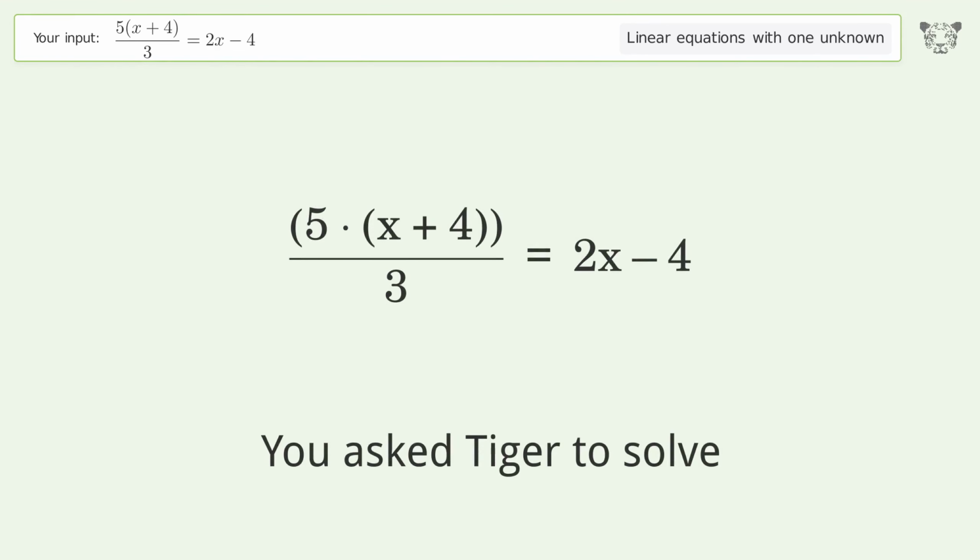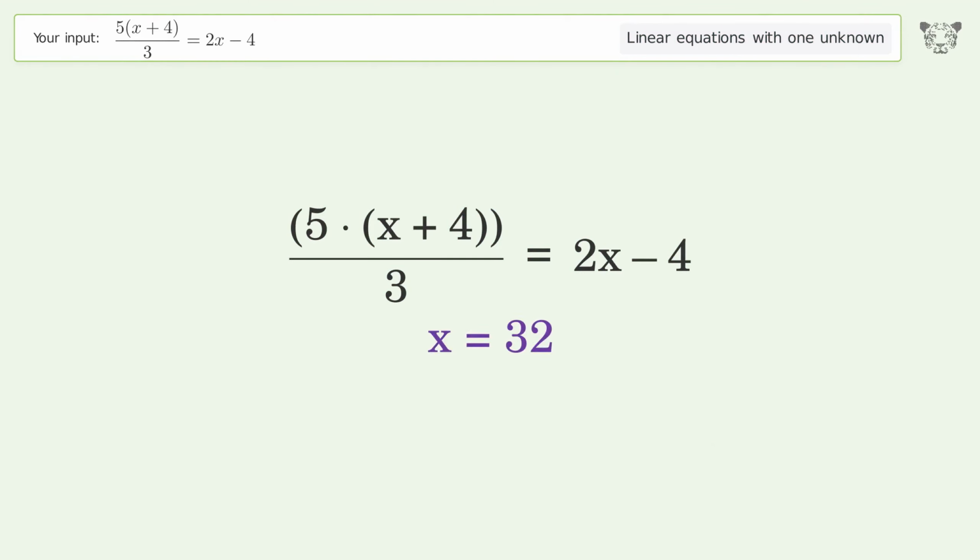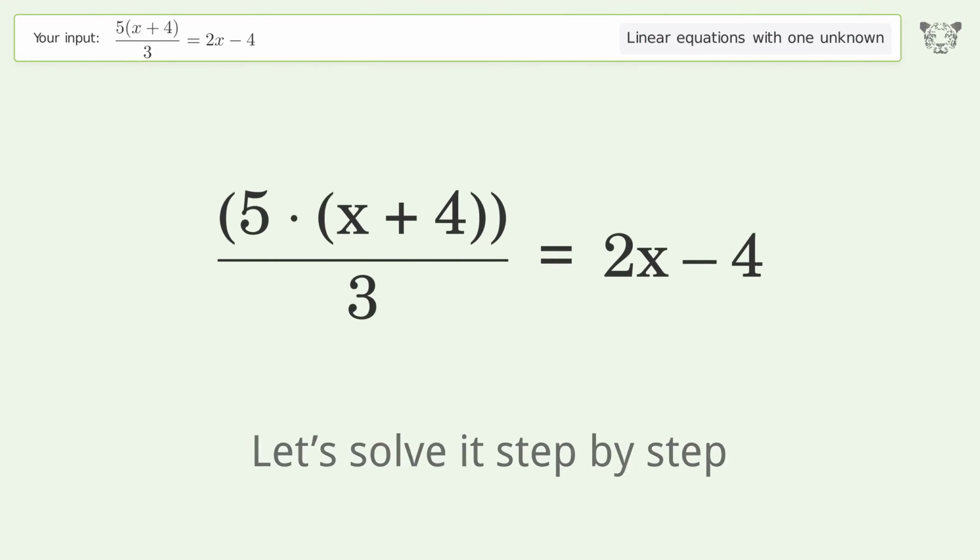You asked Tiger to solve this. It deals with linear equations with one unknown. The final result is x equals 32. Let's solve it step by step.